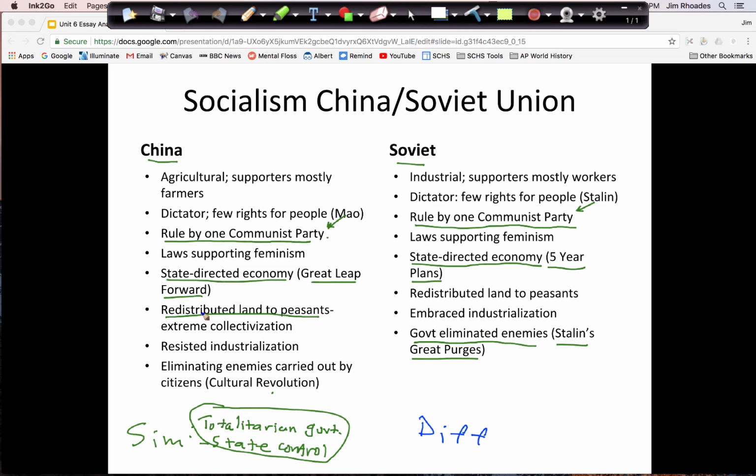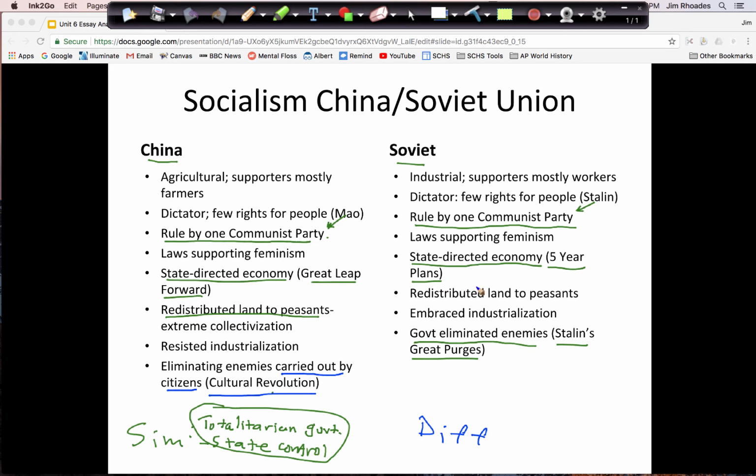All right, looking for differences, I marked down here that Stalin eliminated his enemies, but one thing that's different in China is the Cultural Revolution, which is somewhat like the Great Purges in that enemies of the state are being eliminated or sent off to prison camps. In China, this is carried out by private citizens. Mao announced that we needed to cleanse society of people who were holding on to capitalist values, and citizens, many of them students, took that into their own control. So I think that might be a difference.